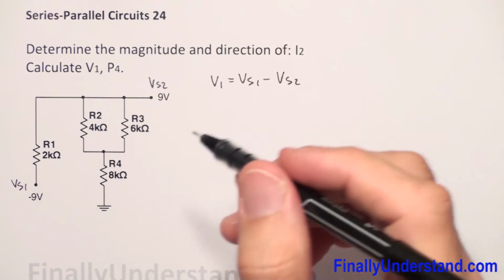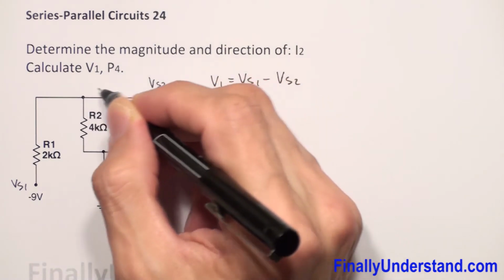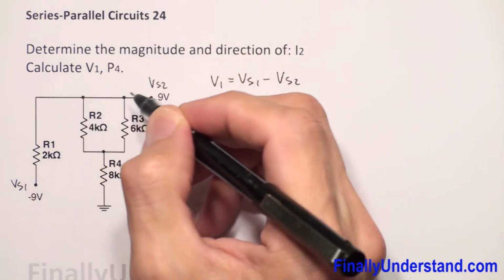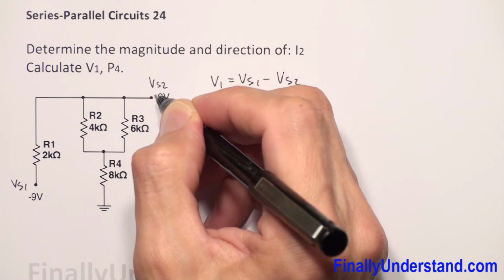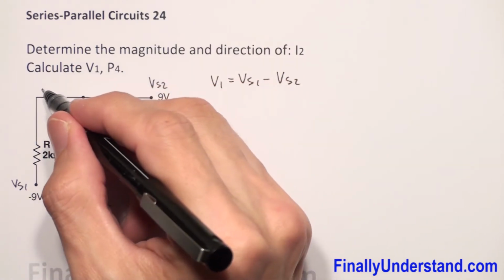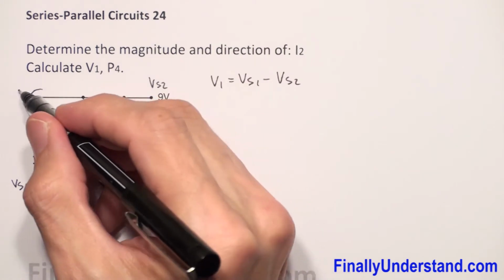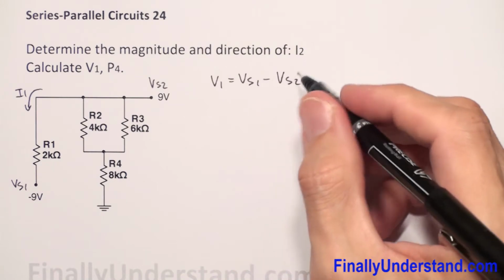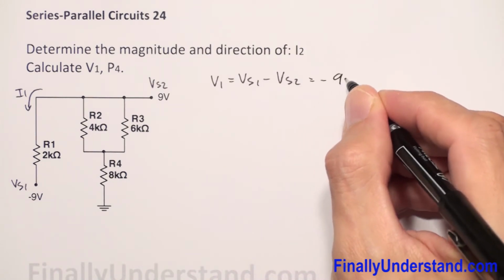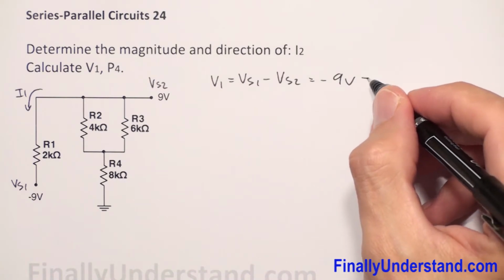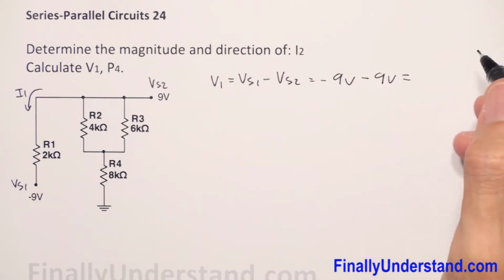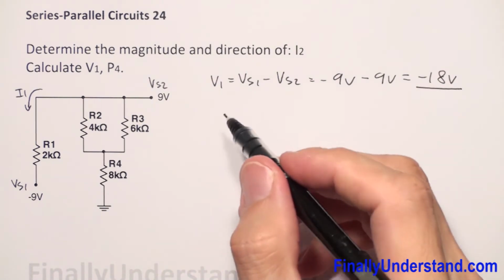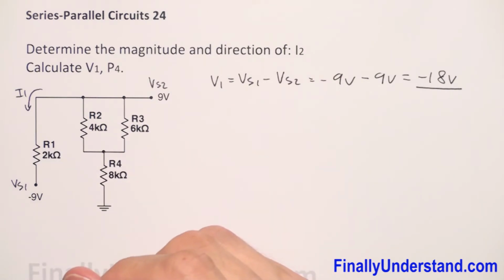The current, of course, is going to go from the higher potential to the lower potential. So we have current which will flow from positive 9 to negative 9. So current is going to go this way. This is going to be my I1. So Vs1 is equal to negative 9 volts minus 9 volts. So this is equal to negative 18 volts. This is my voltage across resistor R1.